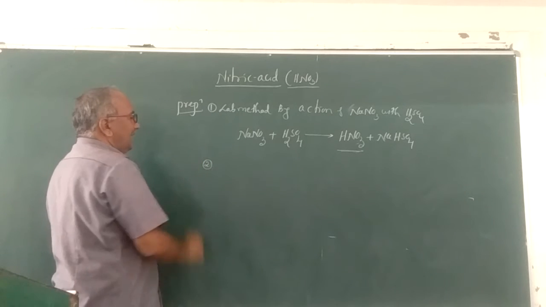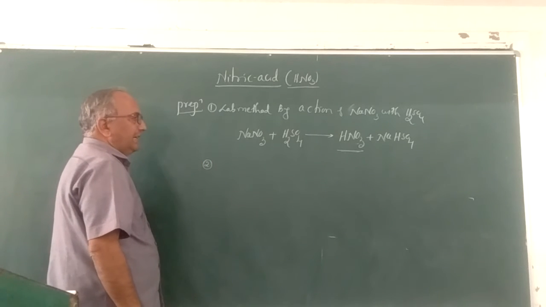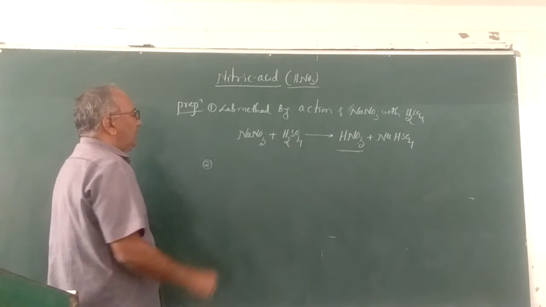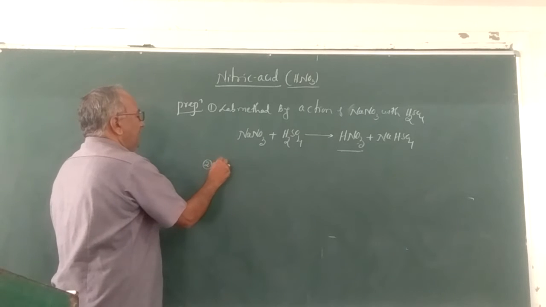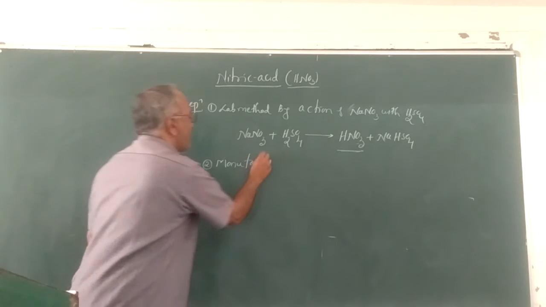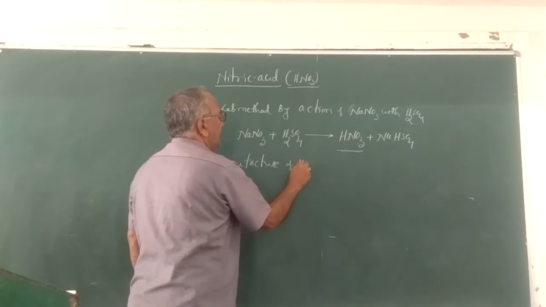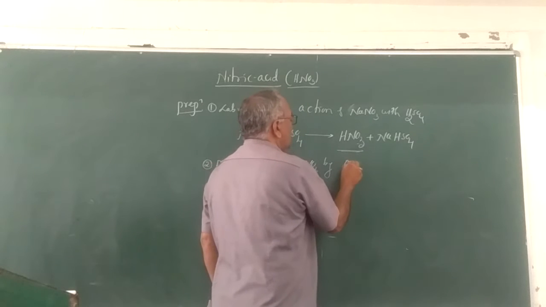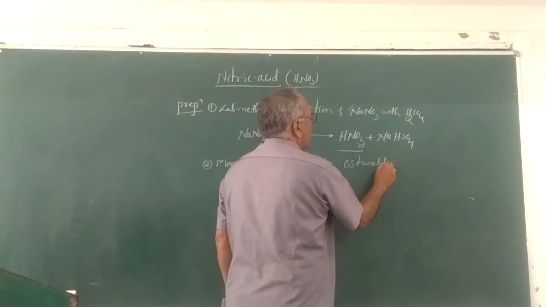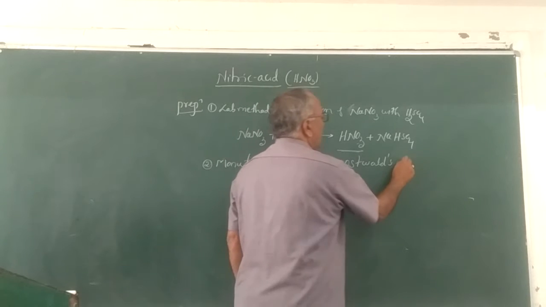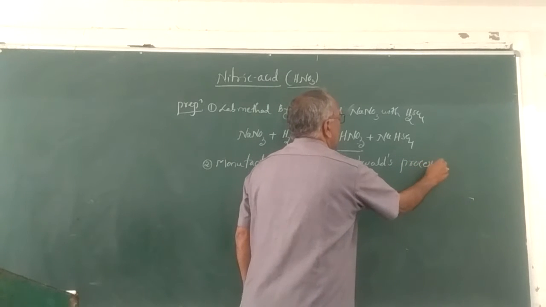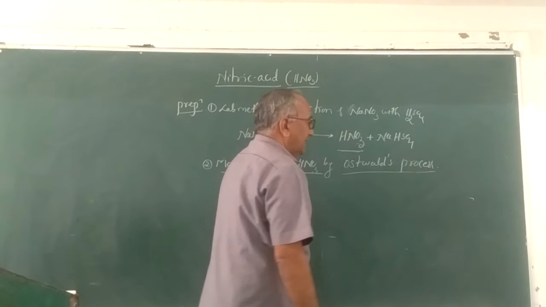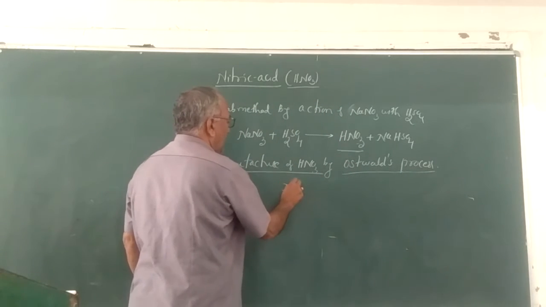Then the second method is, on a large scale, we prepare nitric acid from nitric oxide, originally from ammonia. So the manufacture of HNO3 by Ostwald's process. This is very important from the point of view of the exam, Ostwald's process. So let us see what the Ostwald process for the manufacture of nitric acid is.